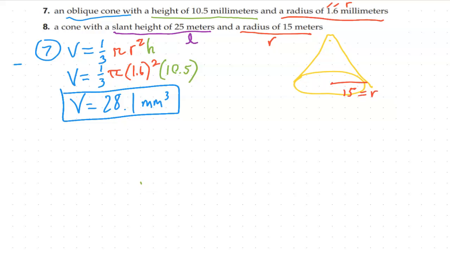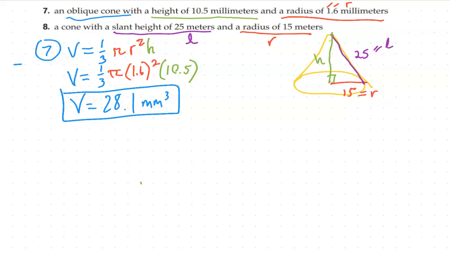They also gave us the slant height. And the slant height is this here. And they said that that was 25. So it turns out there's a relationship between the slant height, the radius, and the regular height. And that is that they always make a right triangle, and we can use Pythagorean theorem.